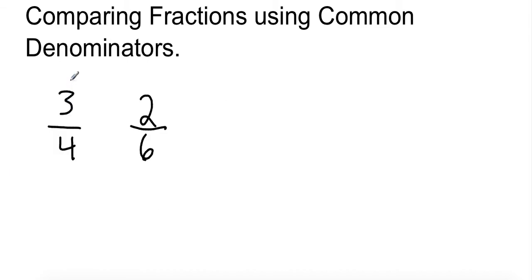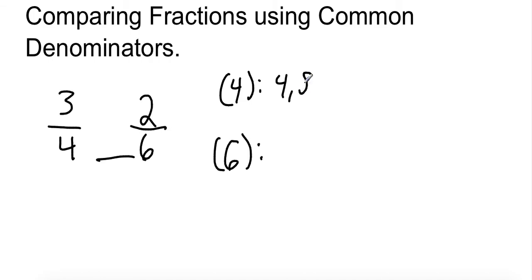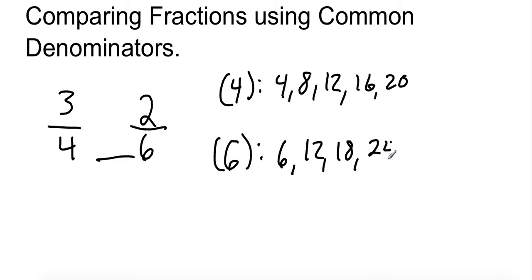Lastly, we have one more example. We're comparing 3/4 to 2/6. So I'm going to try to find a common multiple between these two, my least common multiple. So for the multiples of 4, I'm just going to go to the fifth multiple, which is 4, 8, 12, 16, 20. I also have 6, 12, 18, 24, and 30. I'll notice that my first common multiple is 12 here.